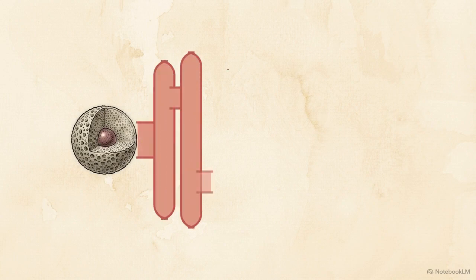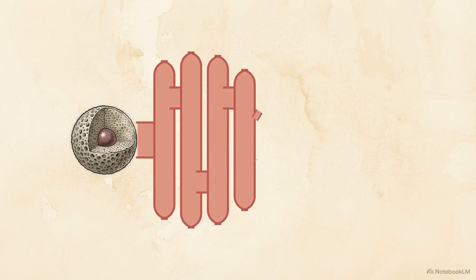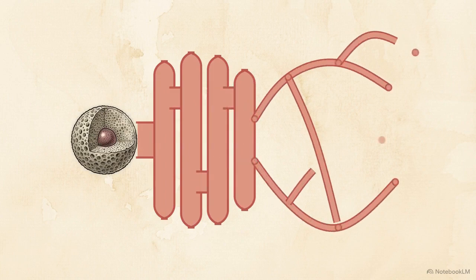Right outside the headquarters is the manufacturing plant. As you can see in this diagram, the endoplasmic reticulum is a complex, folding maze of tubular factory lines expanding directly outward from the nucleus. There are two distinct assembly lines at work here.